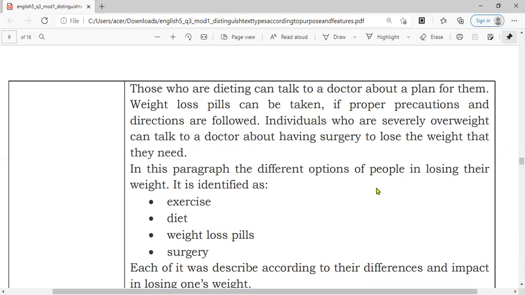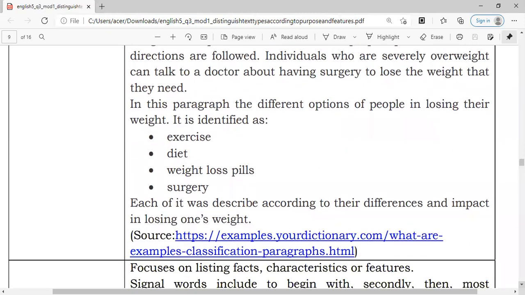In this paragraph, the different options for people in losing weight are identified as exercise, diet, weight loss pills, and surgery. Each of them was described according to their differences and impact in losing one's weight. So there are classifications. For our paragraph 3, we have 3 classifications, 3 virus classifications. For the weight loss paragraph, there are 4 identified options for people to lose weight.